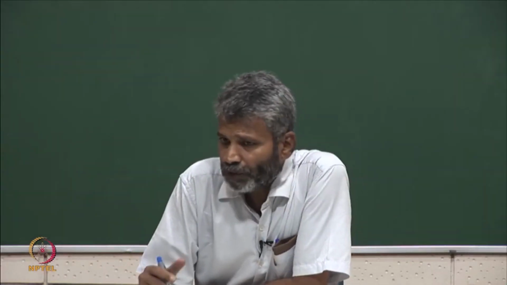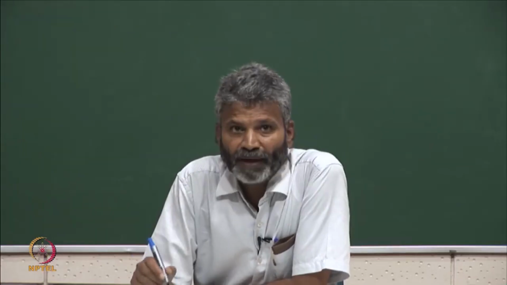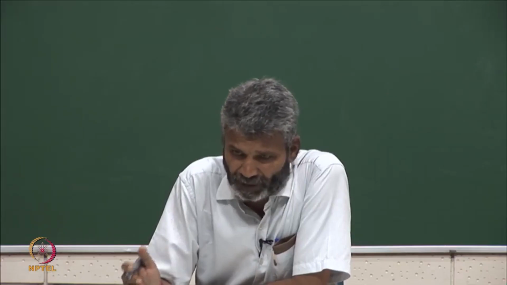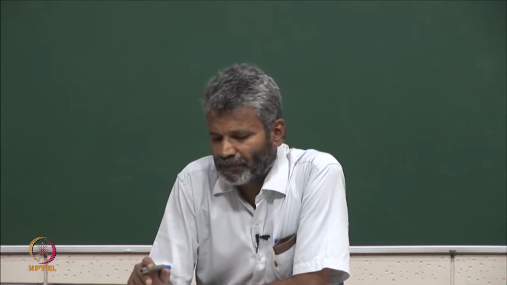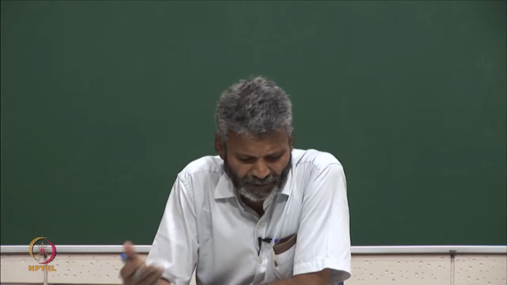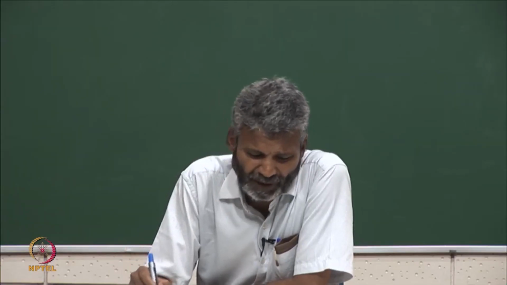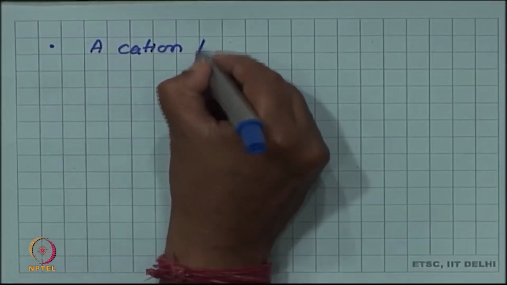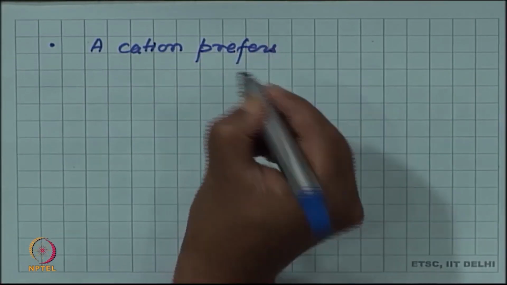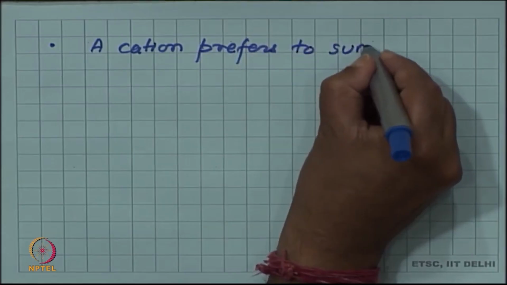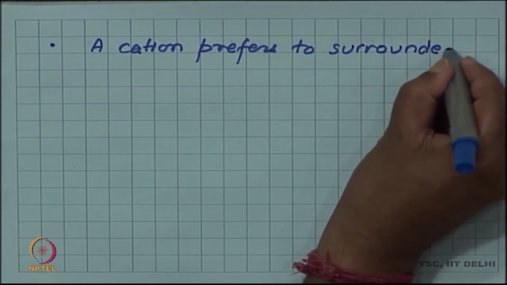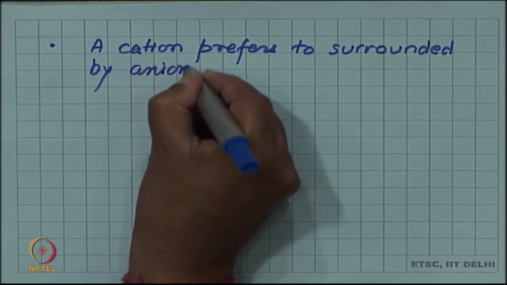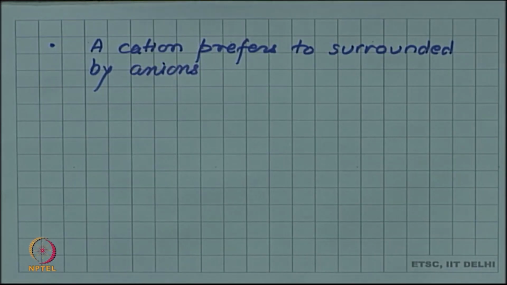Also, it cannot be a totally random packing, because cations will like to be attracted to anions and anions to cations, whereas anion will repel anion and cation will repel cation. So, any given cation prefers to be surrounded by anions. So, around a cation you have a cage of anions.